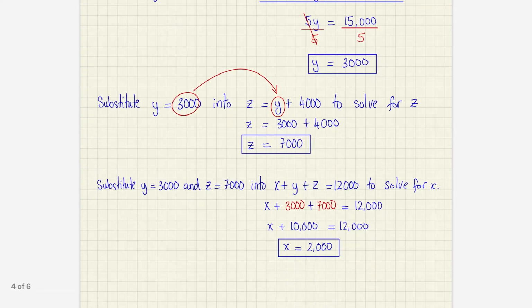I found x, y, and z. x is the amount that John invested in the money market fund. y is the amount that John invested in the bonds. And z is the amount that John invested in mutual funds.